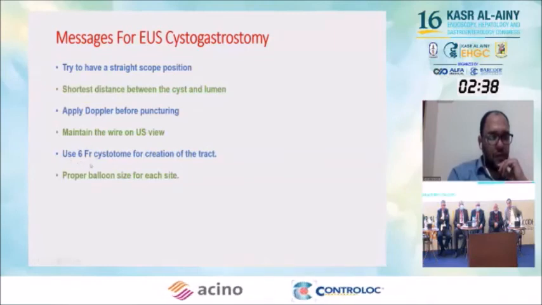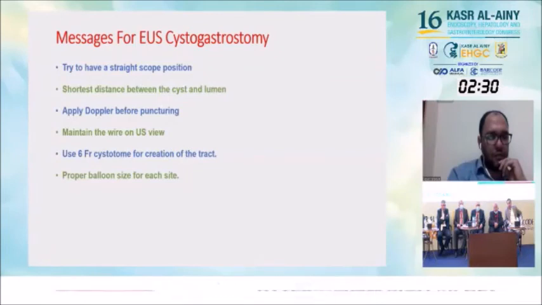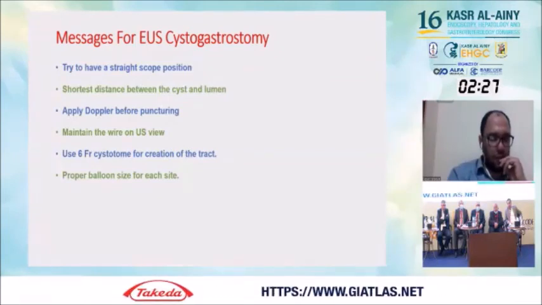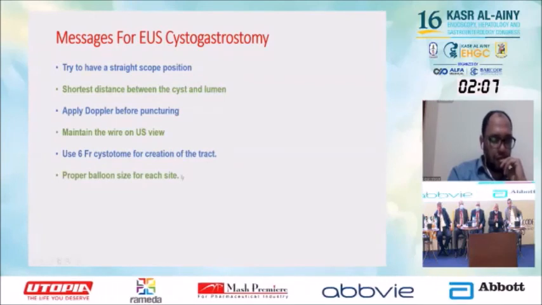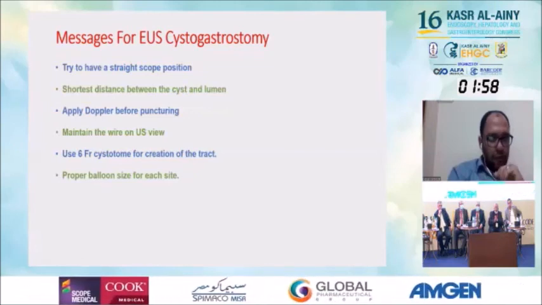We recommend using a 6 French cystotome for creation of the tract, associated with a faster procedure and also a decreased rate of complications. The size of the balloon depends on the site of the drainage. Transesophageal, choose the smallest balloon, 4 to 6 millimeters. Transduodenal, 6 to 8 millimeters. Transgastric, we can reach a 15 millimeter balloon.